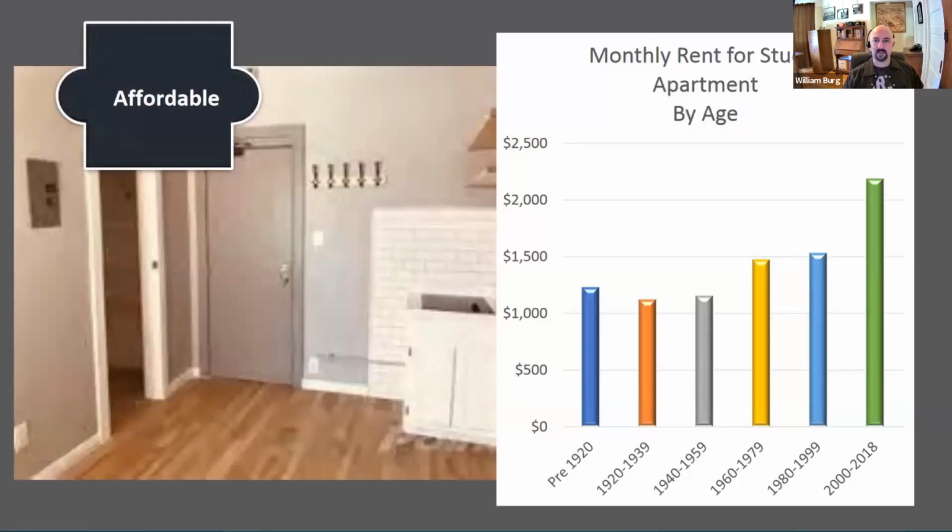And what they found was apartments in Los Angeles, the older they were, the cheaper they were. Like we talked about, filtering, older housing gets cheaper.